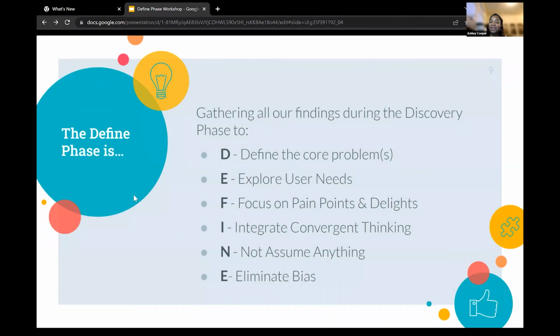So I started out, thinking, how can I best explain for beginners or for anyone that wanted to know what a define phase was? And I started out thinking, okay, why don't I make an acronym? So the define phase is gathering all the findings during your discovery phase to first D, define the core problem, E, explore user needs, F, focus on pain points and delights, I, integrate convergent thinking, N, not assuming anything, and E, eliminating biases, which are all things that you're going to be doing during the define phase.